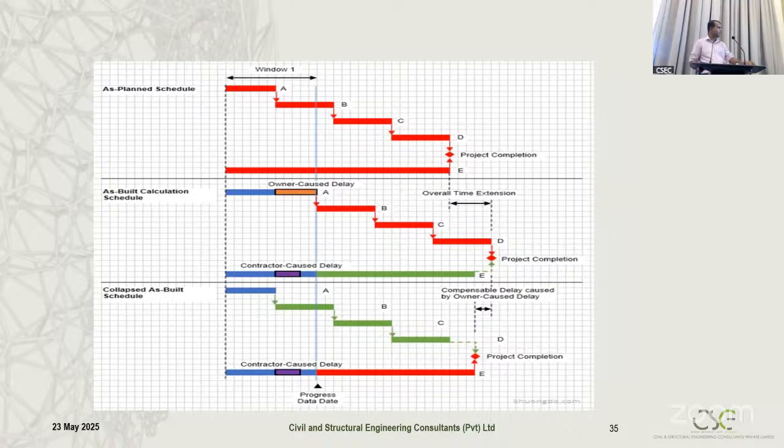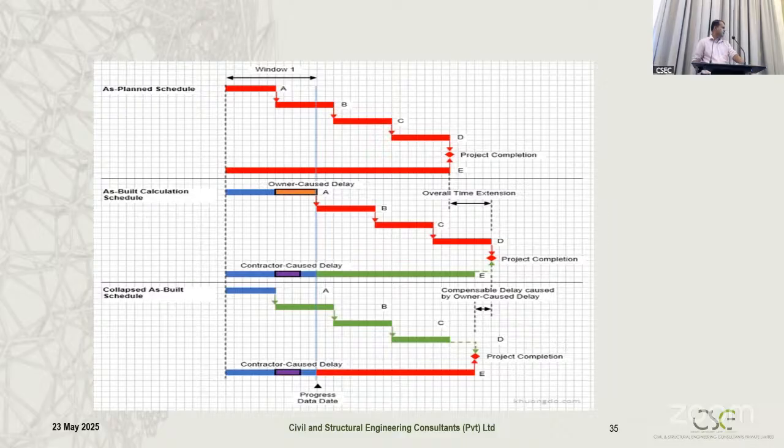Okay. I think with this graphical mode, you can clearly understand. At the very top, we have the as-planned schedule. Activities are A, B, C, D, E. And then we have the as-built calculation schedule. Activity A has been delayed because of the owner's fault. Activity B doesn't have anything. C and D don't have any delays affecting them. And for activity E, the contractor was delayed. It has been highlighted here. So that is the as-built calculation.